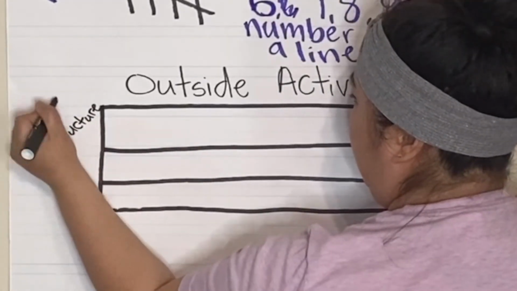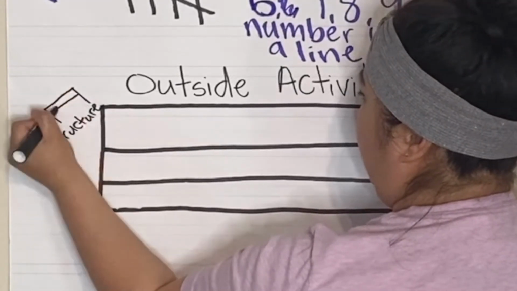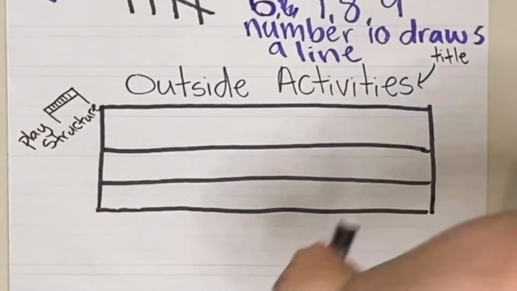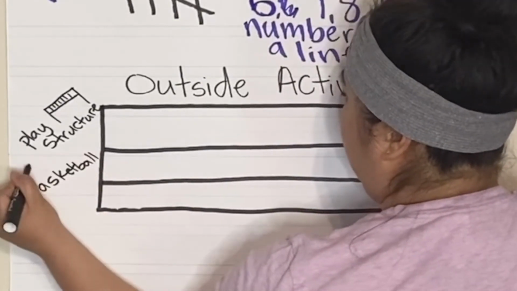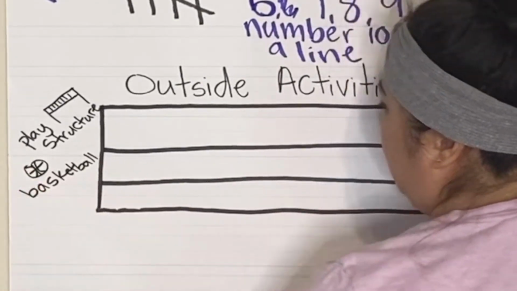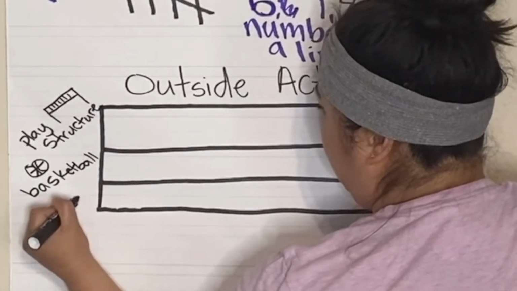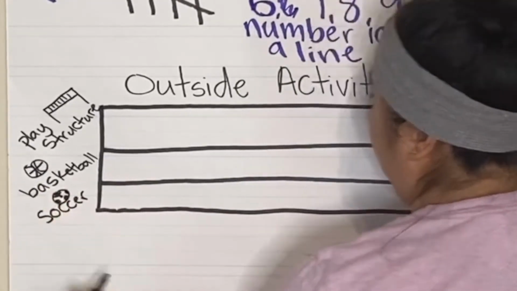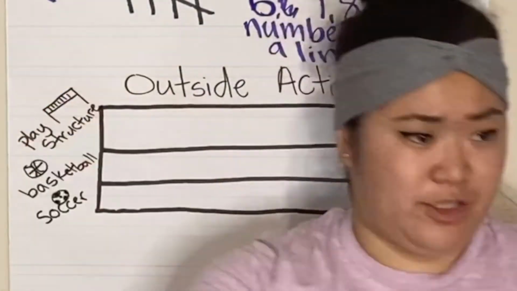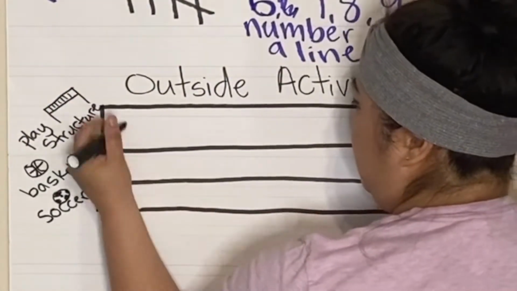The first one is going to be play structure, like the monkey bars or the slides. Then we're going to have basketball, and lastly we will have soccer. So you want to choose your favorite outdoor activity. Okay, now who likes play structure? Do you? Okay, so let's make our tally marks.